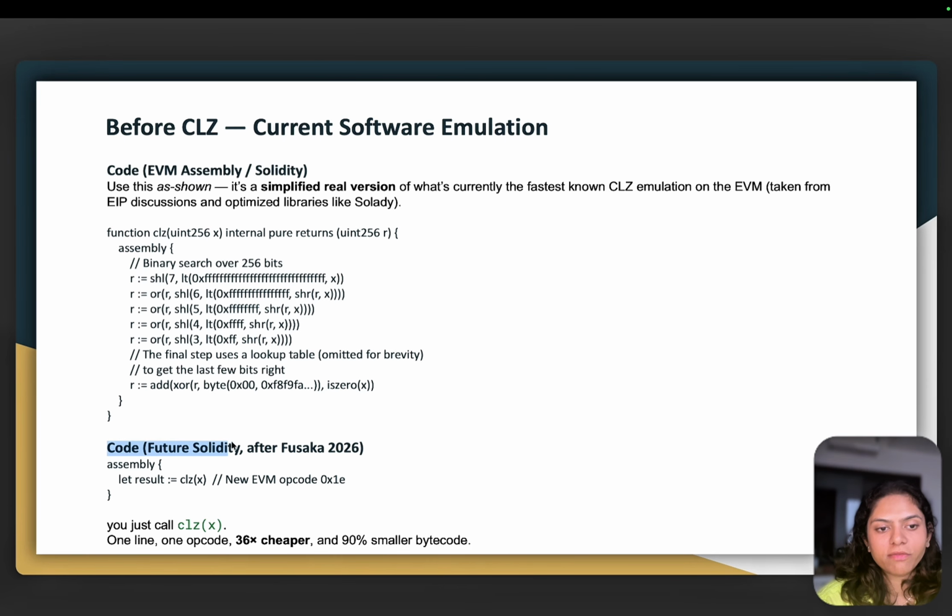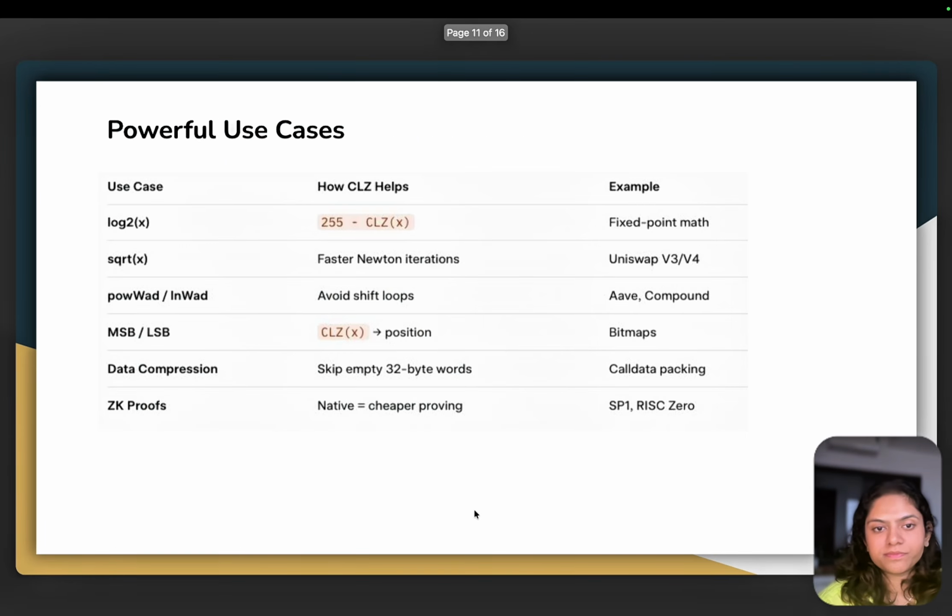This is the bigger contract, compared to the simple one. And after we add CLZ to Solidity with the Fusaka upgrade, that assembly becomes the new EVM opcode CLZ, 0x1e. Only one line. You just call CLZ, one line, one opcode, 30 times cheaper and 90% smaller bytecode. Powerful use cases include log₂(x), for example 255 minus CLZ(x). That's how CLZ helps here.